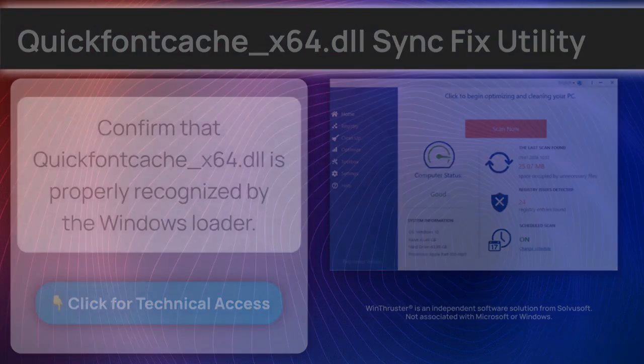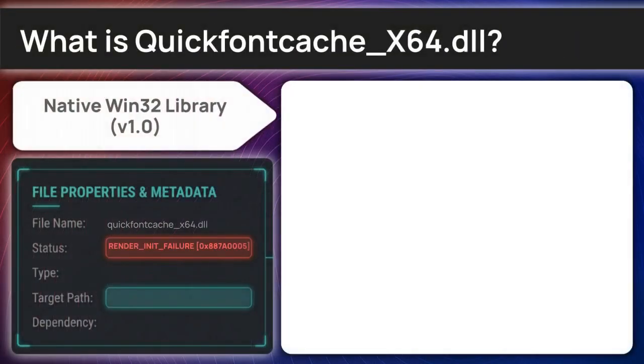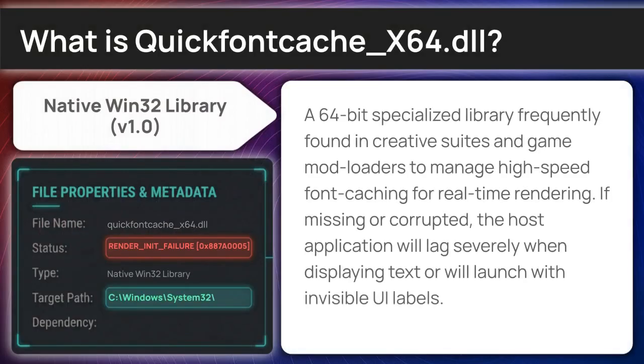This is the Quick Font Cache 64, a 64-bit specialized library frequently found in creative suites and game mod loaders to manage high-speed font caching for real-time rendering. If missing or corrupted, the host application will lag severely when displaying text or will launch with invisible UI labels. Now that we've covered what the file does, let's jump into our first fix.